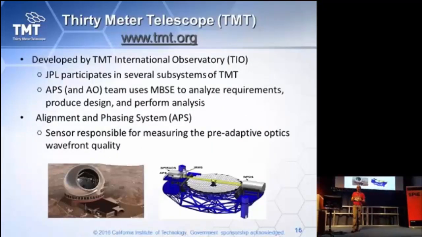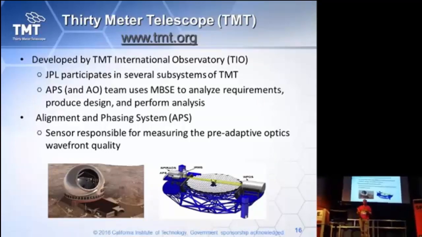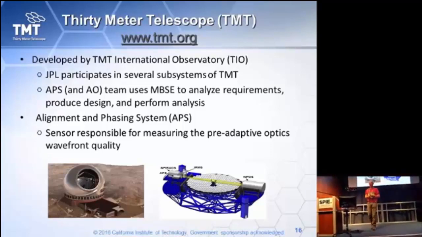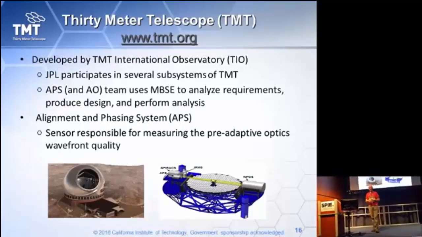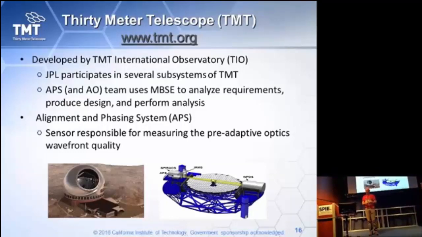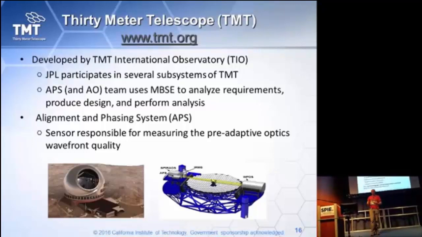So very quickly about the TMT and the context in which this happens. JPL delivers, acts as a supplier to the TMT project. The subsystem I'm working on is the alignment and phasing system, which is delivered to the TMT project. And the APS is responsible for measuring the waveform quality.